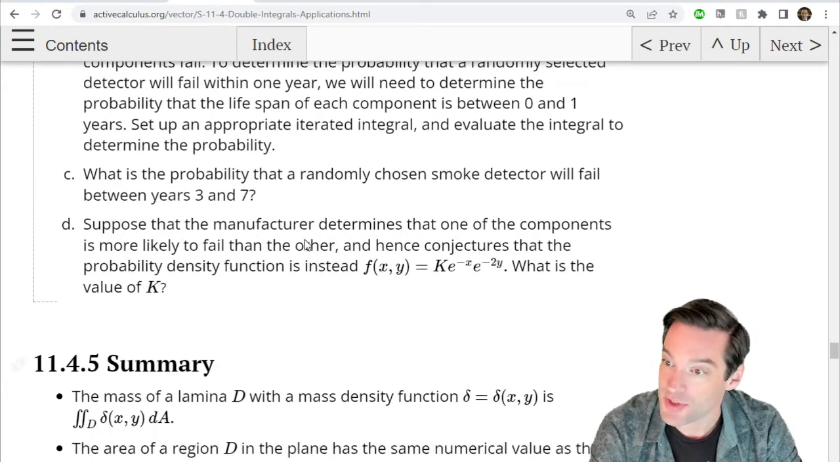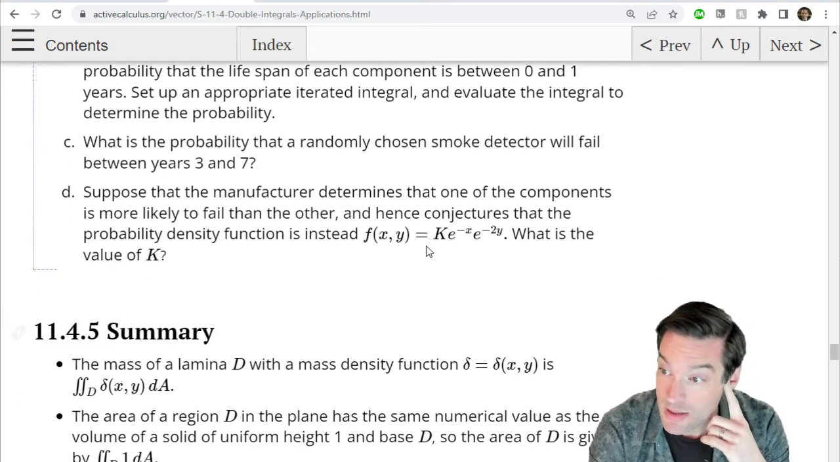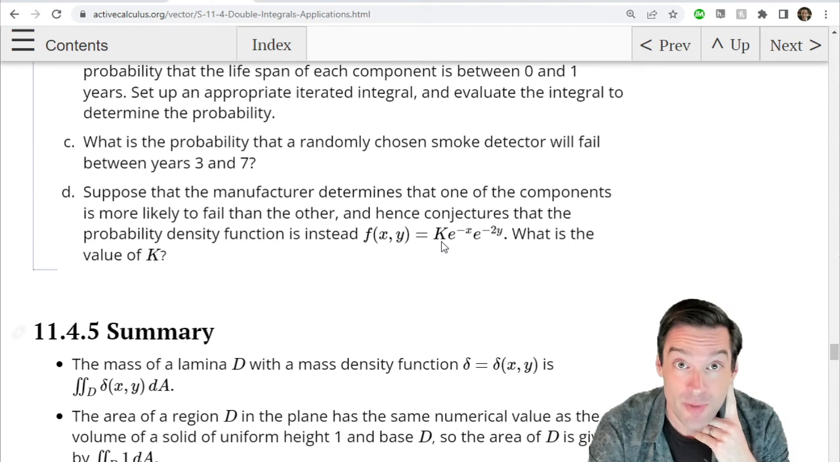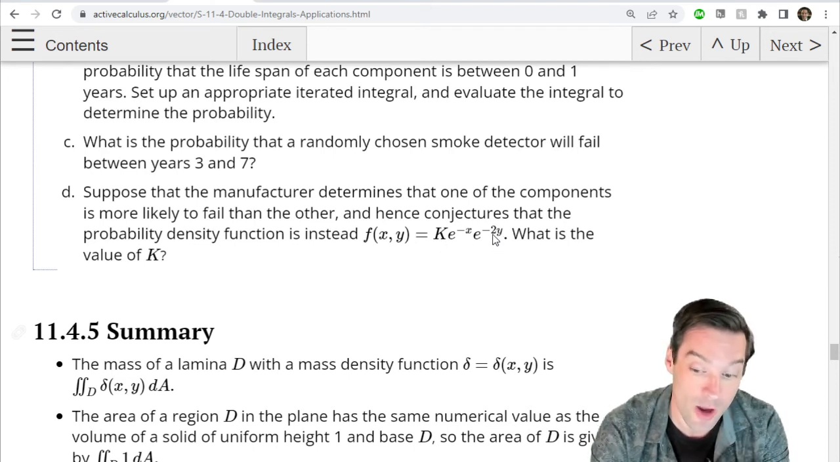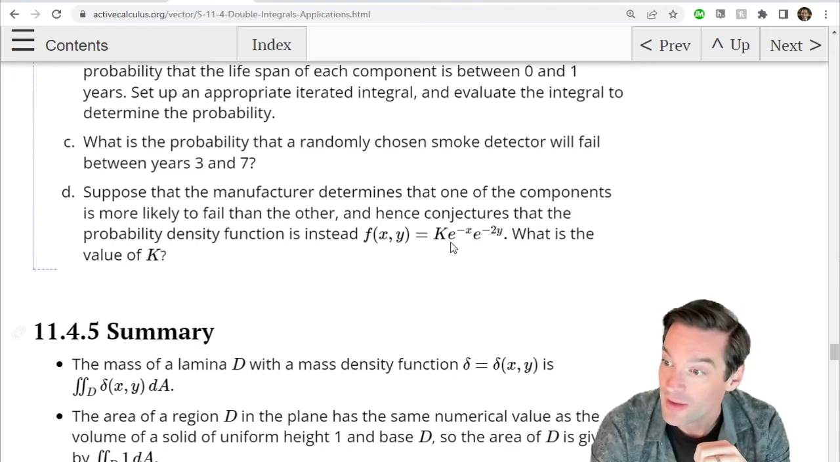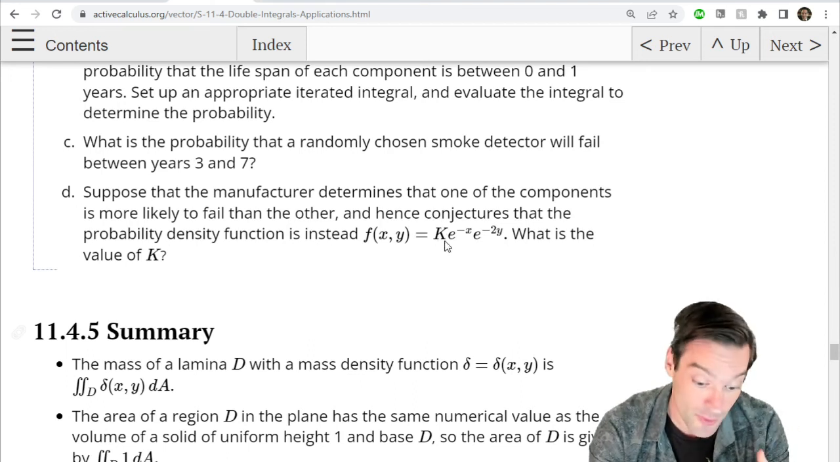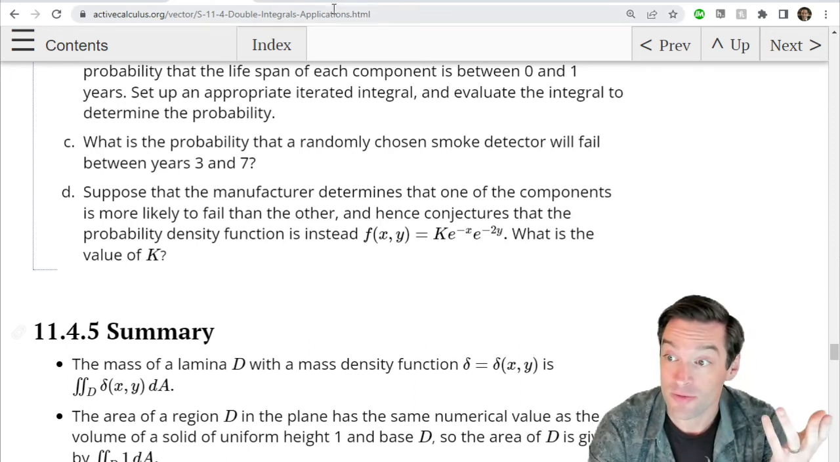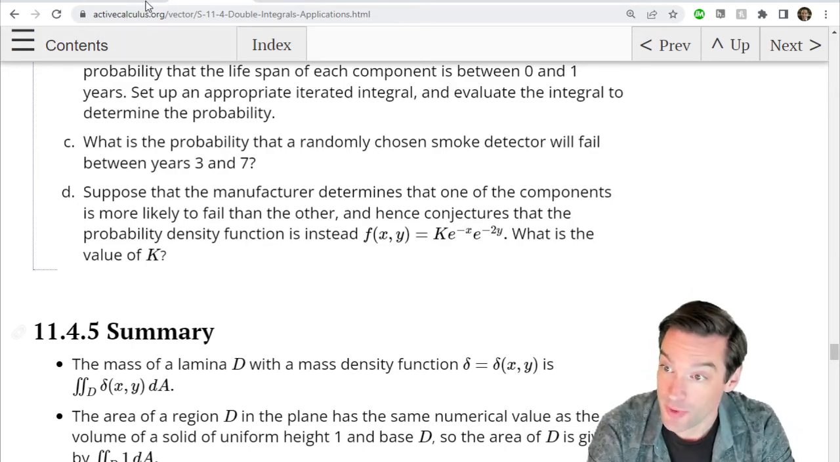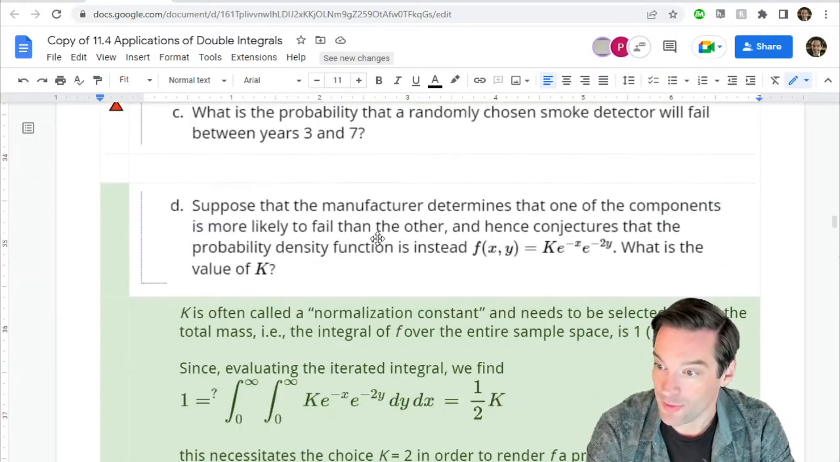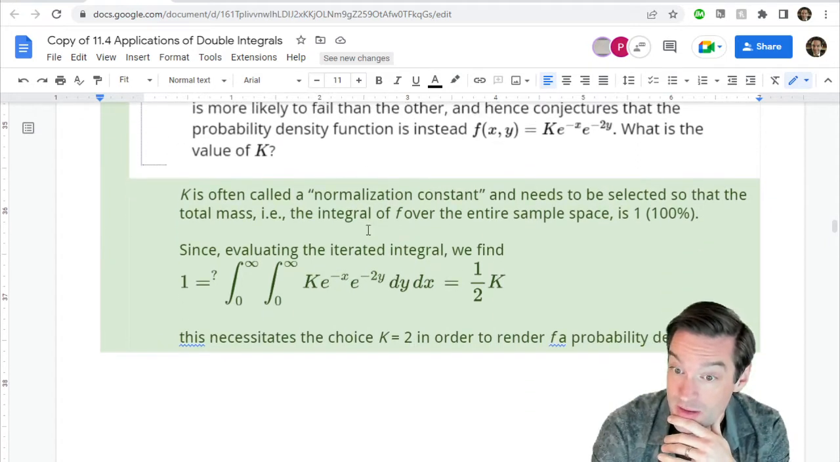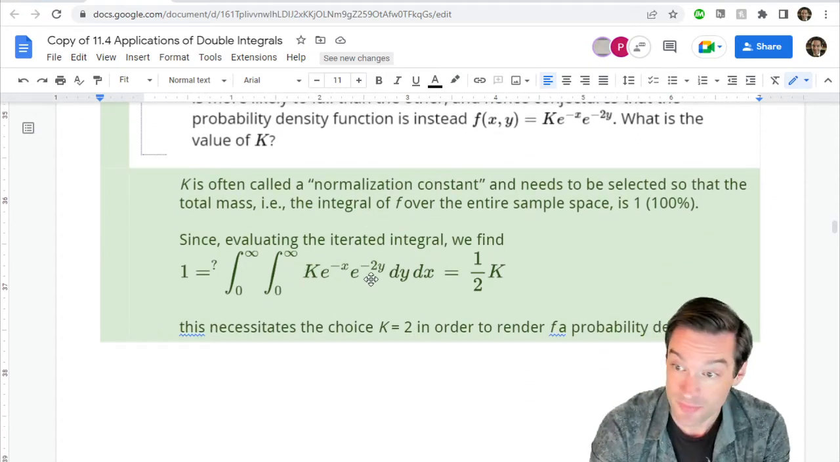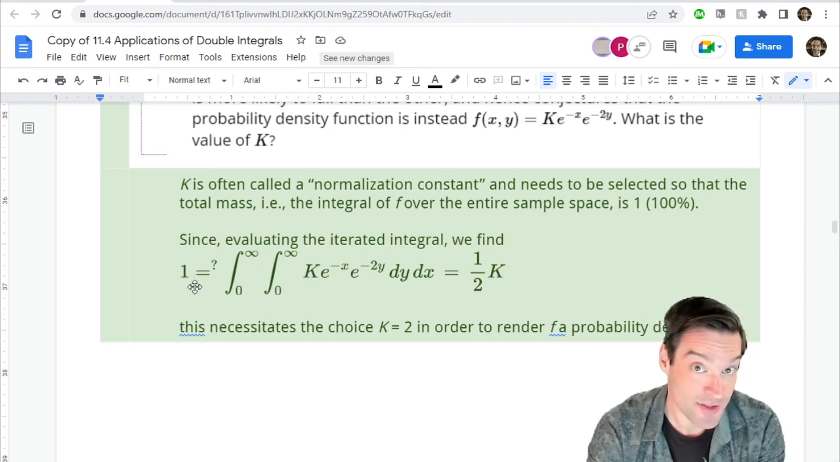The only other interesting part of this question is that in part D you look at a slightly different probability density that has an e to the minus 2y in here. So maybe one of the components has a longer average lifespan than the other. And so in order to turn that into a probability density, we need to multiply it by a constant k that makes the total volume, the total probability, equal to 100%. It's called normalizing a density function. And so to do that, we just find the integral with that k constant in place, and then set the result equal to 1 and use that to solve for k.